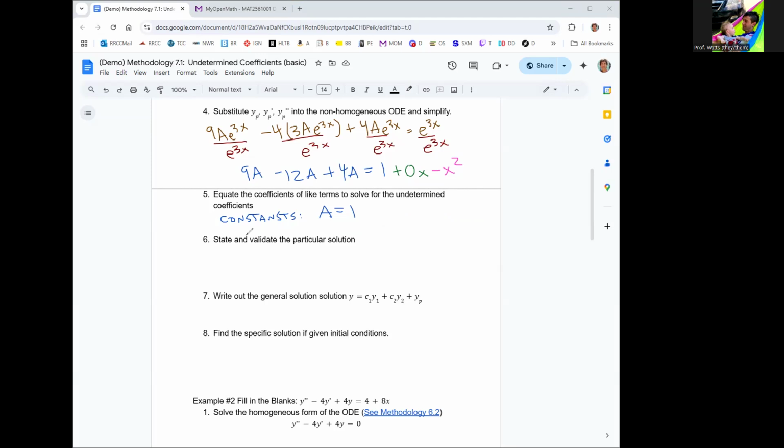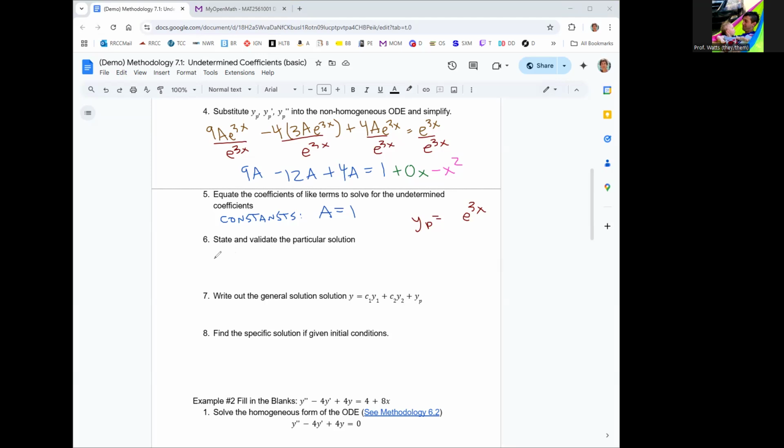All right, so going to step 6, state and validate the particular solution. Remember, A isn't the particular solution, right? The particular solution was that y p equals a e to the 3x. So we're now able to get this, as a is 1, it's actually just e to the 3x. So this is a special case where the particular solution matches up exactly with the forcing function. In general, that doesn't happen.